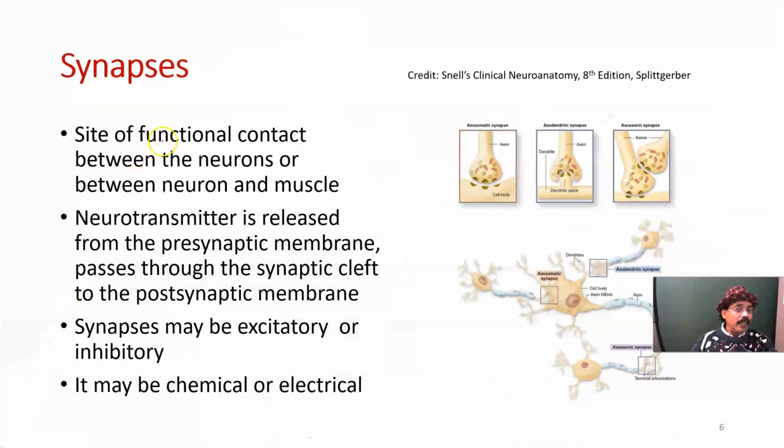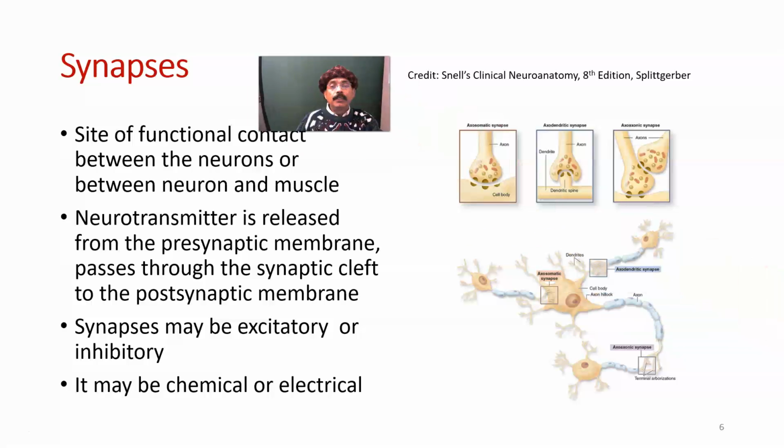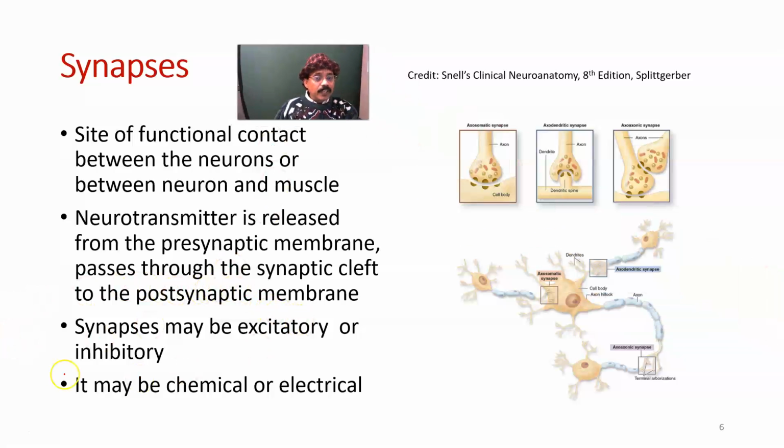Now we'll go to the synapses, the site of functional contact between neurons or between a neuron and a muscle. So the neuromuscular junction is also a synapse. Neurotransmitter is released from the presynaptic membrane, from the neurosecretory granules. It goes through the synaptic cleft and works on the cell body on this side.